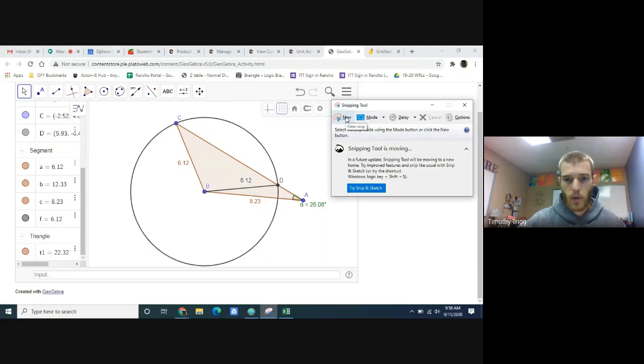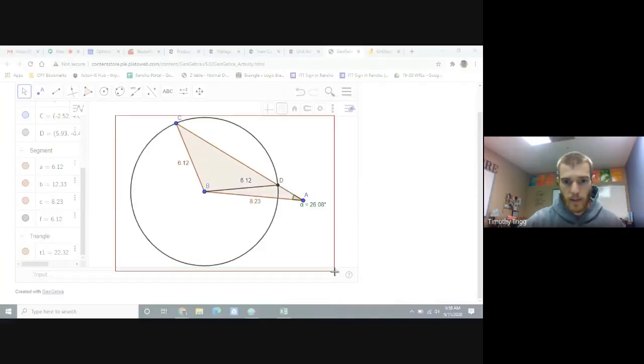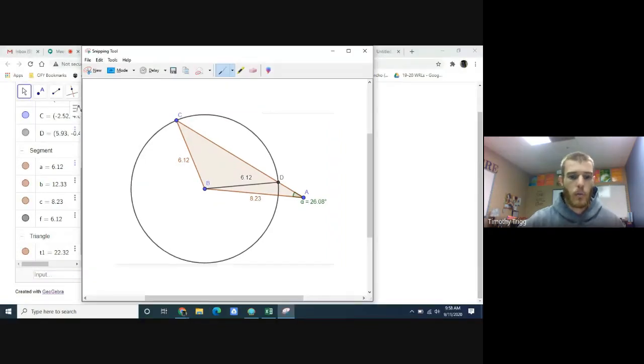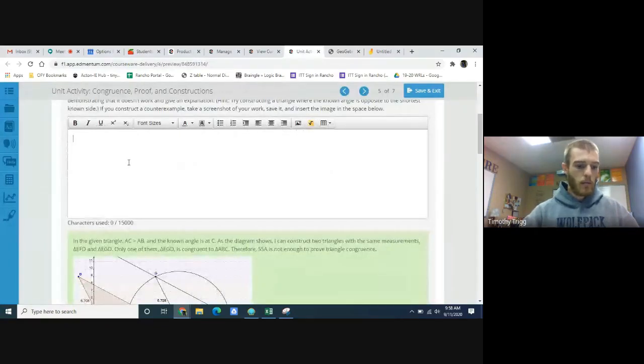Okay, so I want to go get the snipping tool, so I can take a screenshot here. So I go to new, I'm going to take a snip of this. So this is our counterexample because we produced 2 triangles with side, side angle, but they're not congruent. Okay, so go ahead and copy that. Go onto our activity, and then I'm going to paste that.